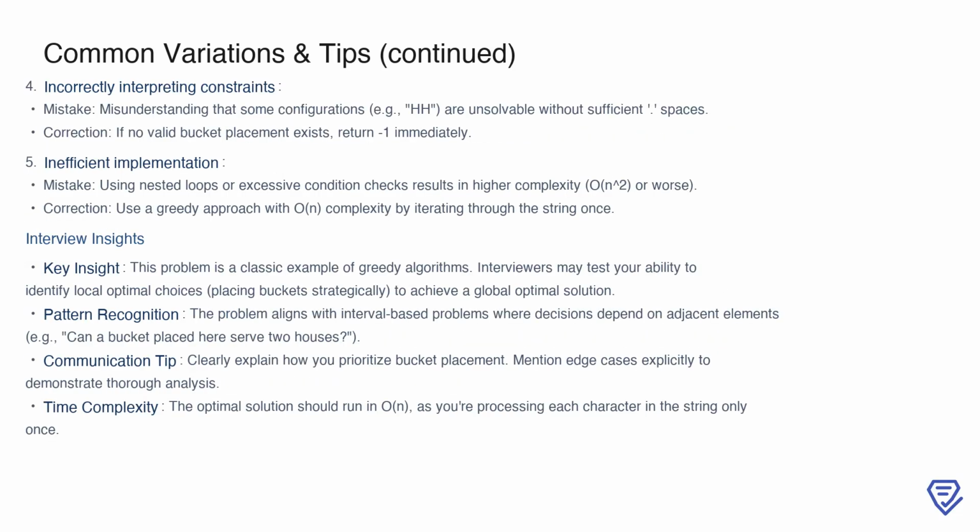Another common pitfall is incorrectly interpreting the constraints of the problem. For instance, configurations like HH with no dot spaces in between are unsolvable, and your solution must return -1 in such cases. It's vital to identify these scenarios early. Additionally, inefficient implementations, such as using nested loops or excessive condition checks, can significantly increase the time complexity, making the solution infeasible for large inputs. The optimal approach here is greedy, with a linear O(n) complexity achieved by iterating through the string just once.